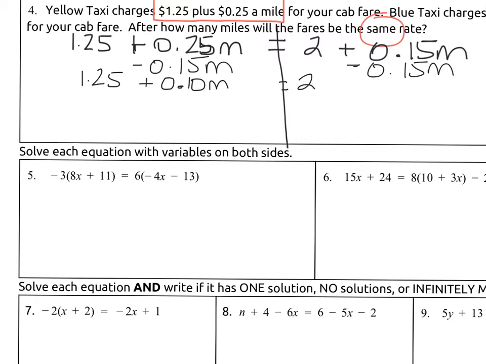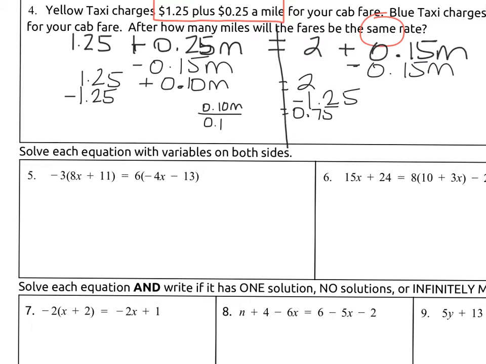Now we need to get the variable by itself. What's our next move? Subtract $1.25 from both sides. So I have 10 cents m on the left, on the right, 2 minus $1.25 is what? 75 cents. Nope, m is on the left, sorry. I'd like to get the m by itself. What am I going to do?